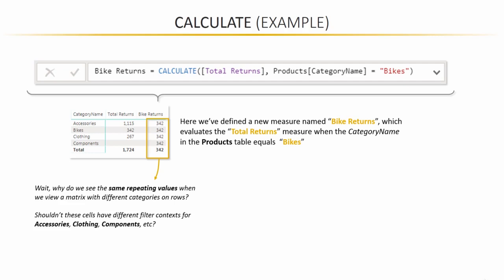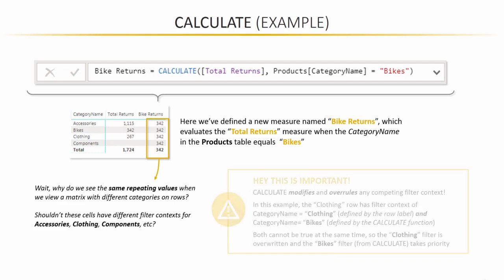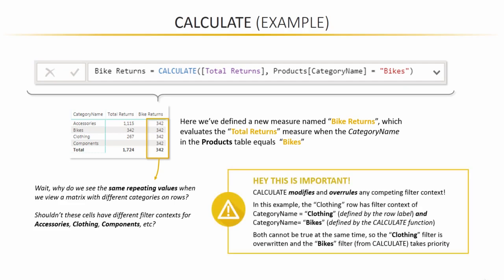So you may be wondering, shouldn't those cells have different filter contexts in the other rows, for the clothing row, for the components row? And this leads me to a very important point, which is that what calculate is actually doing here is it's modifying and overruling any competing filter context. Now let that sink in for a minute.